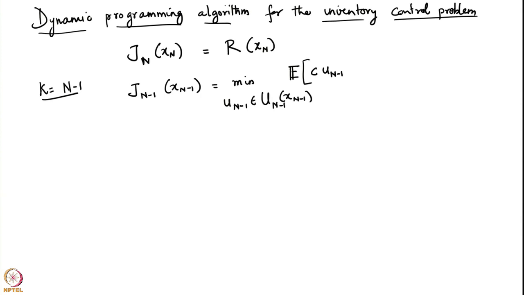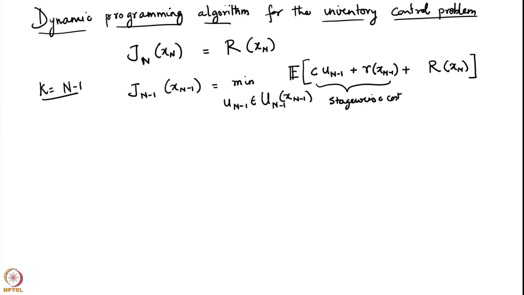We also had a cost of holding a certain amount of inventory, which was given by small r of x_{n-1}. Small r of x_{n-1} was the cost of holding, or a penalty for having unfulfilled demand. So this is the stage-wise cost at stage n minus 1, and then you have a terminal cost, which is capital R of x_n. So you have a stage-wise cost plus a capital R of x_n.